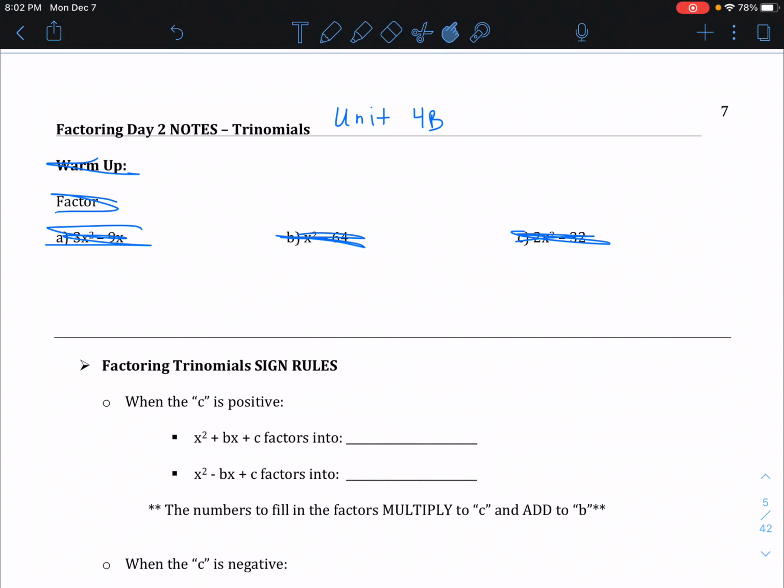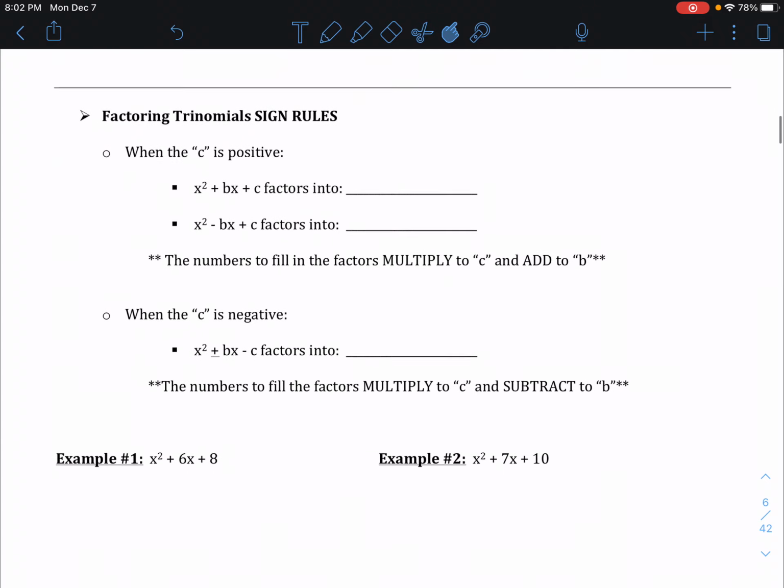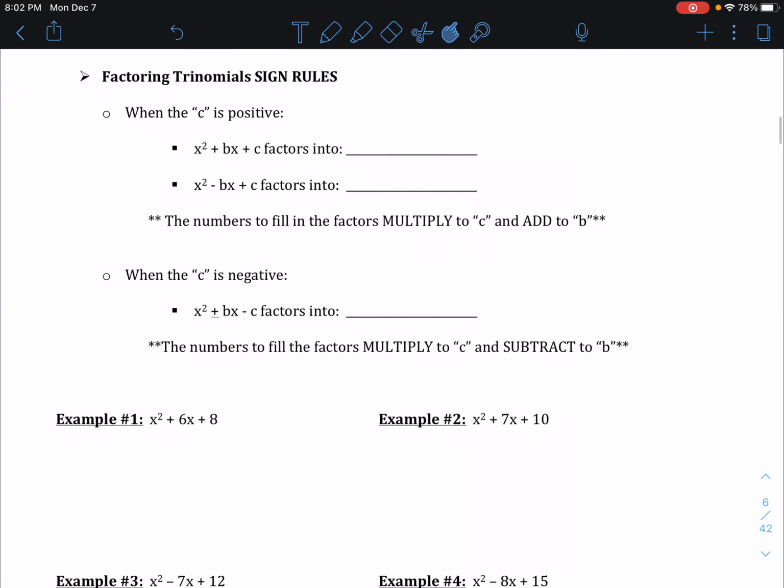Okay, guys, we're continuing on with Unit 4B. We're going to do some more factoring today. The previous lesson we did greatest common factor and difference of squares. We're going to reintroduce trinomials, easier trinomials today that you guys have seen in Algebra 1.